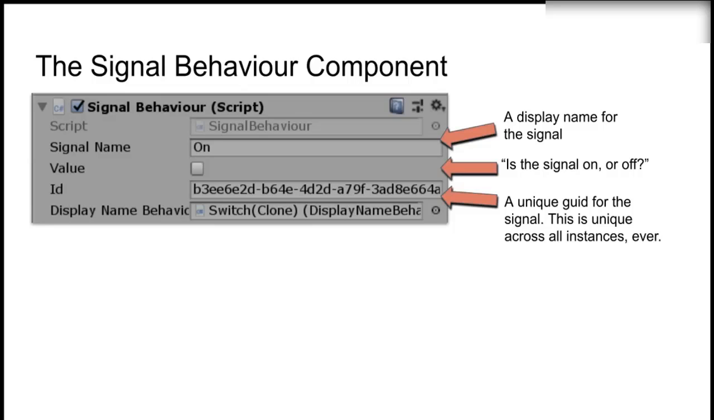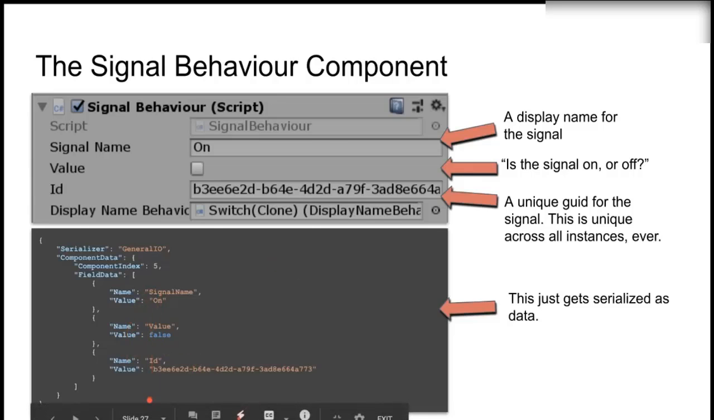The signal behavior itself needs a couple of things. It needs a name, and like I said, these are all just Boolean values. So the value is whether the signal is on or off. Then ID is a unique GUID string. Once you create the door in the world, it will give itself a random ID, and that random ID is never going to change. It gets serialized with the data. So the serialized form of this is just the name, the value, and the ID.